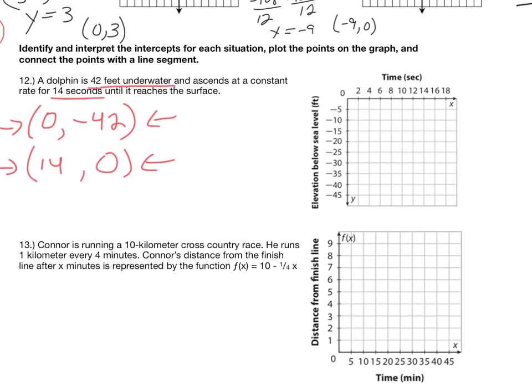So if you graph these 2 points, so 0, negative 42 would be somewhere around here, and then 14, 0 would be right here. And you just connect them, but you wouldn't put arrows for this problem. Try to make a better line than I did.